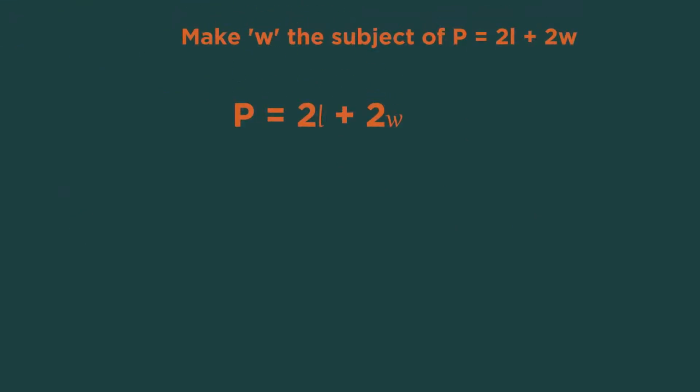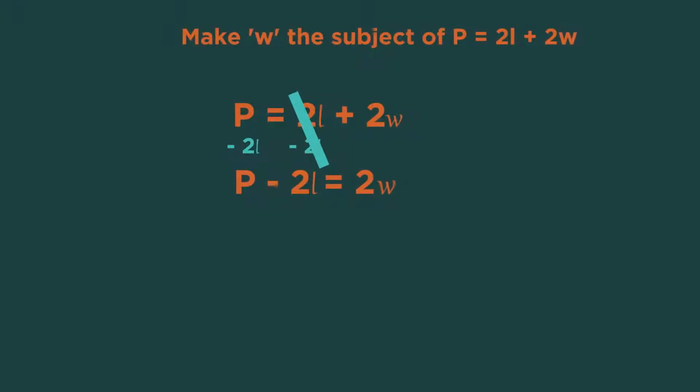So let's have a look at an example. Always start by moving the things that are least connected to our chosen letter. So here we move the 2L first. Opposite of plus 2L is minus 2L, so do that to both sides, which means the plus 2L minus 2L cancel on this side.